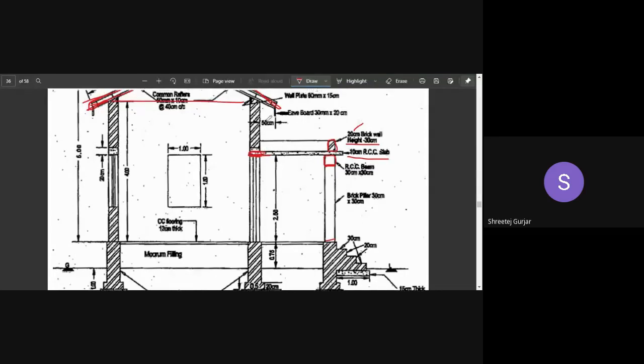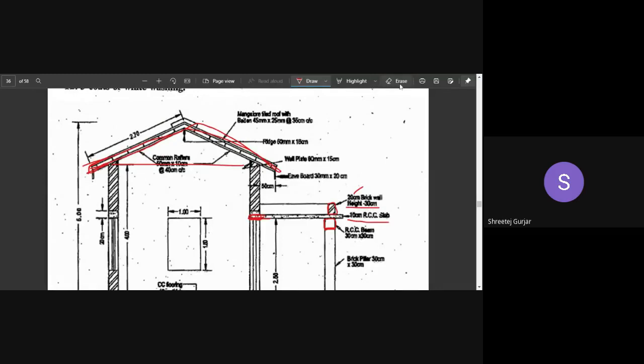Then coming up to your steel roof, let us look into the details of it. These are your common rafters, which are provided over here. The common rafters are 50 mm by 10 centimeter, placed at 40 centimeter center to center. They are placed like this.